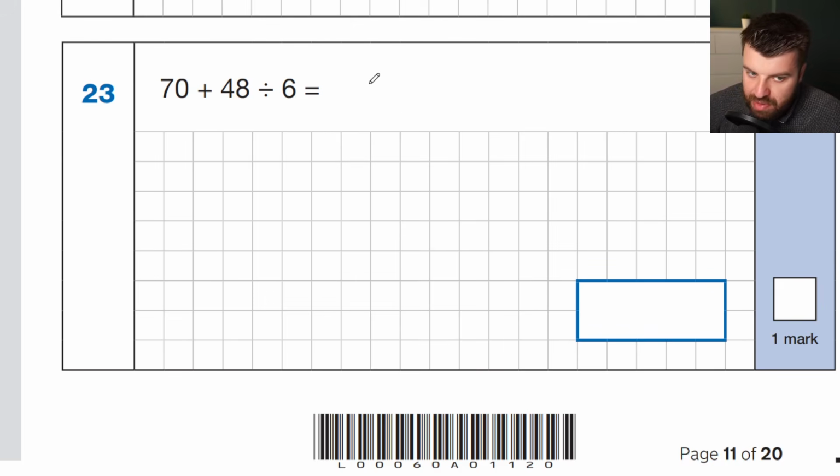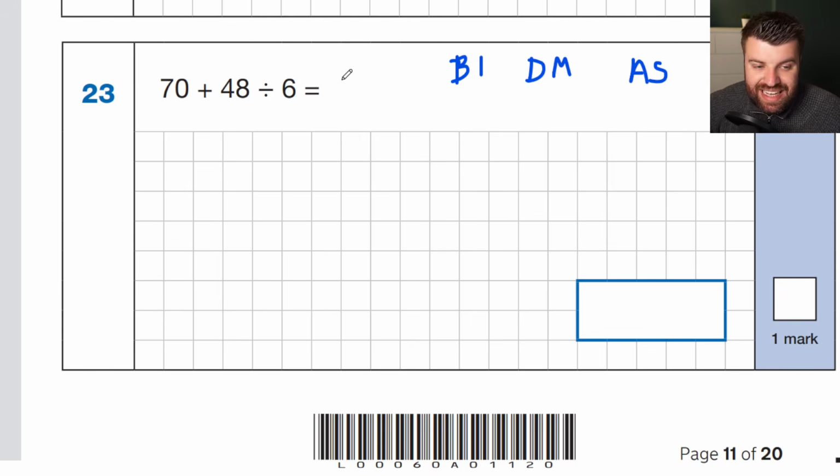This is order of operations. You must do brackets and indices first, or orders. So that's to the power of 2, to the power of 3. You must do division and multiplication next. And then you do addition and subtraction last. So here, division takes precedence. We have to do it first.